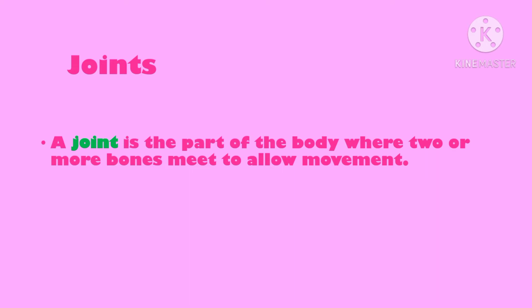So what is a joint? A joint is the part of the body where two or more bones meet to allow movement. Joints are the areas where two or more bones meet, and their function is to hold the skeleton together and support movement. Joints also have very impressive functions in your body because they hold the skeleton together, allowing us to move, to do work, walk, jump, and many more activities that require movement or motion.